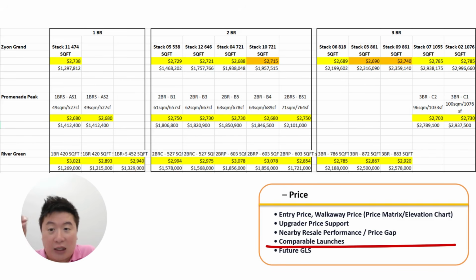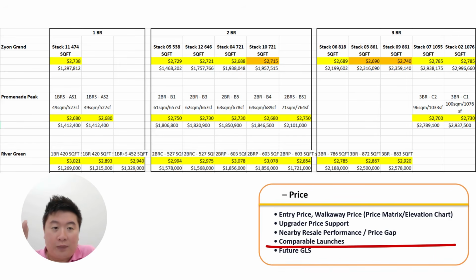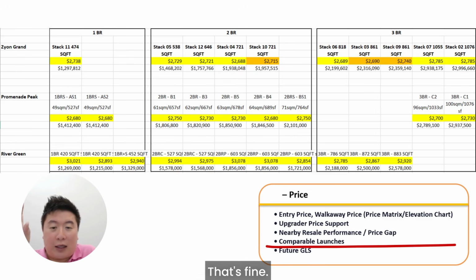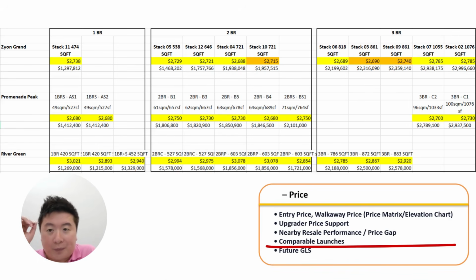Zion Grand actually positioned themselves perfectly. They have small layouts, compact layouts. They also have the decent size layout. They also have the big layouts, at least in terms of three bedroom premiums. You notice I didn't talk about four bedroom here. Okay, that's fine. I'm just going to talk about the one, two, three, just to give you an idea. I think that will give a better idea.